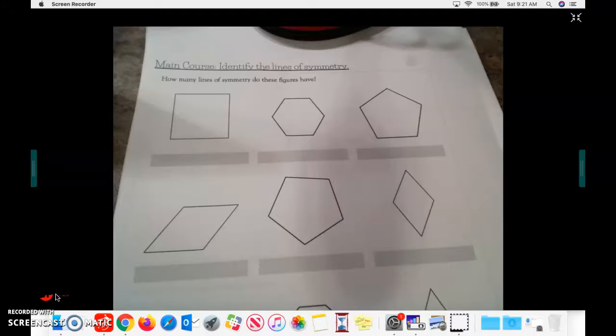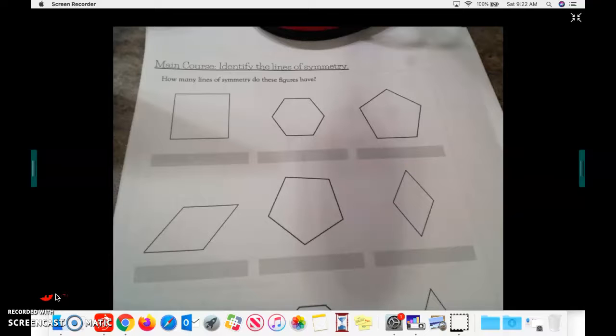And hopefully we know from years past that a line of symmetry is essentially if I were to fold an image in half, both halves would match exactly. Okay? So it's kind of like a reflection of the other half. So a line of symmetry is if I were to fold the image, both halves would match exactly.